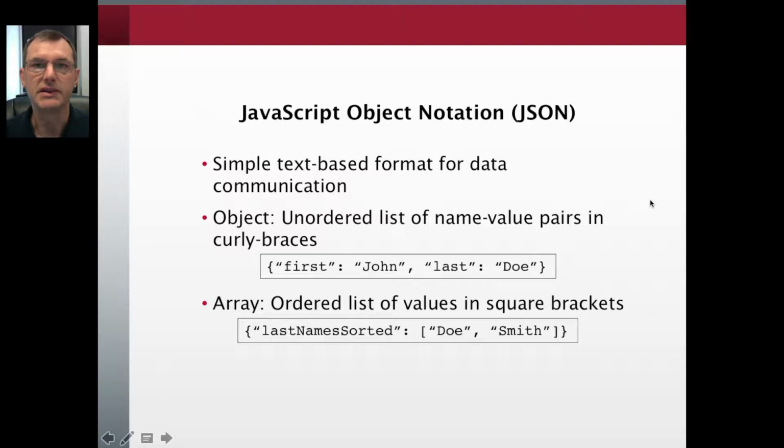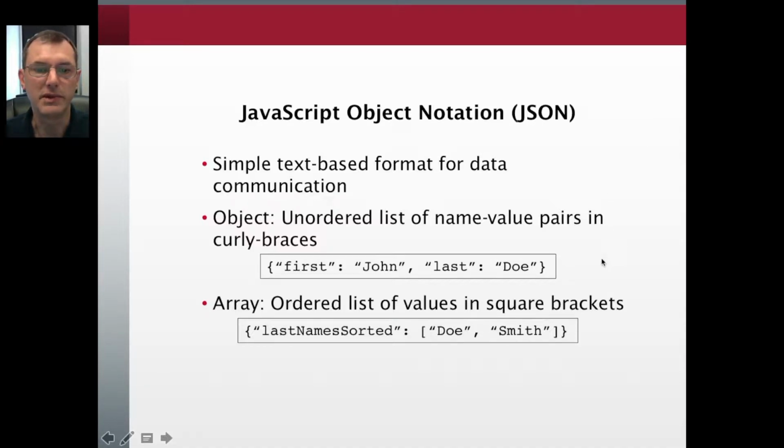The next piece is the actual data itself. So what is the format of the data we're going to send? Obviously, we want to send the sensor data. And to do that, we're going to use a very simple text-based format called JSON, which stands for JavaScript Object Notation. Obviously, it began with JavaScript, but has become somewhat of a standard for data communication.